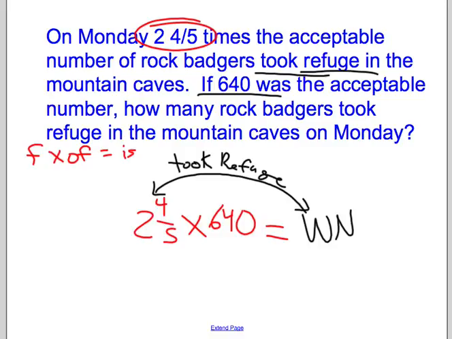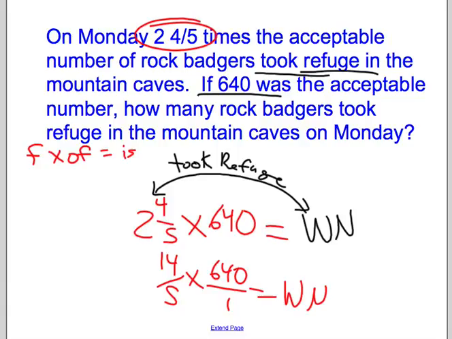Now do we have to do any multiplying by reciprocals, or is it already set up just to multiply? Kelsey? Just set up to multiply. The only thing I would need to do is change the mixed number to an improper fraction. Alright, so that makes it 14/5 times 640 over 1 gives you the value.